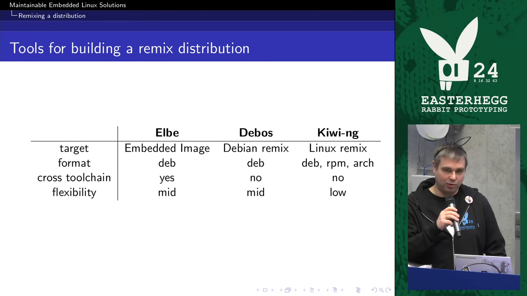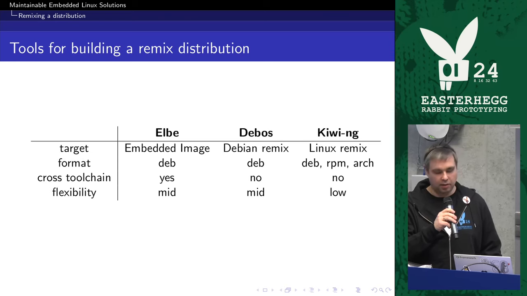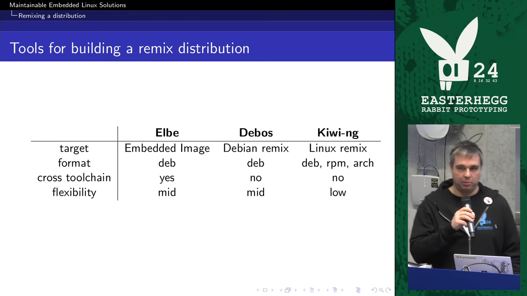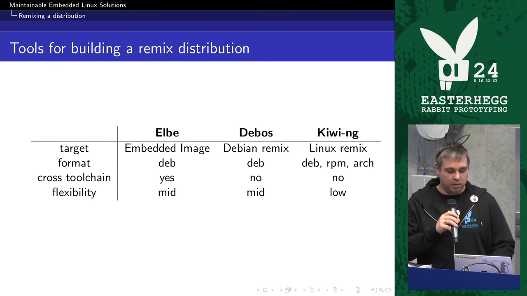Since this embedded stuff is not in the focus of the other two tools. And from a flexibility point of view, it's somehow mid. I mean, with elbe and Debos, you are very flexible with how to integrate the packages, but you start from packages. So you have for sure fewer options to optimize than if you would start with Yocto or Buildroot. And KiwiNG is more focused on appliance building, so it applies some abstractions, which makes maybe an easier start, but can cause problems later, especially for embedded.